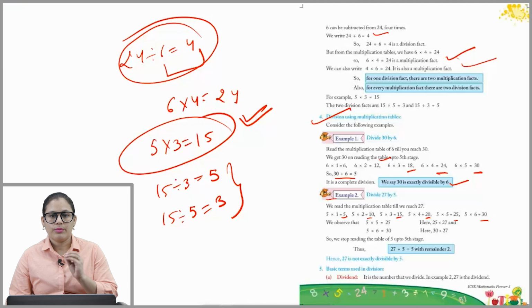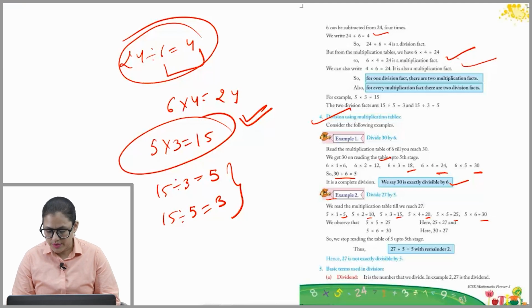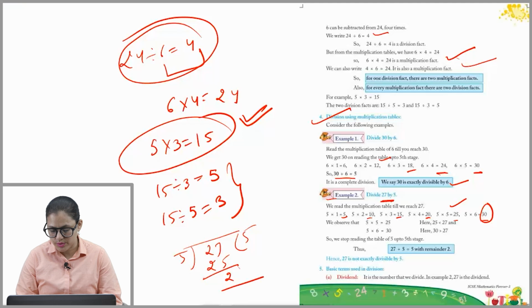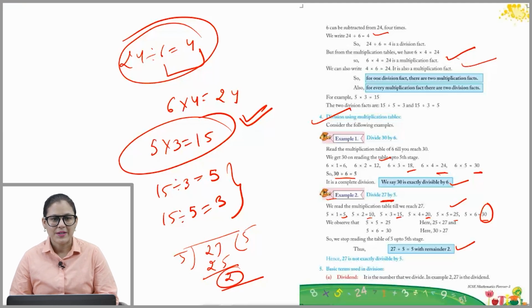Okay. So, what we have to do is divide 27 by 5. Now, 30 is greater than 27, so we can't consider this. So, we will take this one. 5 into 5 is 25. Okay. So, we will divide 27 by 5. 5 5s are 25 and 7 minus 5 is 2. Okay, and 2 is what? 2 is the remainder, right? So 27 is not exactly divisible by 5.